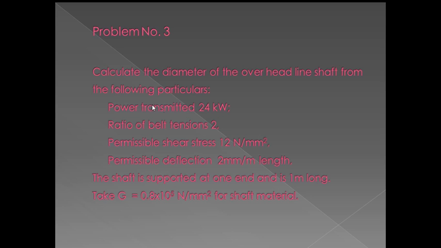Next, the third problem: calculate the diameter of the overhead line shaft from the following particulars. Power transmitted is 24 kilowatts. The ratio of belt tensions is 2. Permissible shear stress is 12 Newton per mm square. Permissible deflection is 2 mm per meter length. The shaft is supported at one end and is 1 meter long. Take G equal to 0.8 into 10 to the power of 5 Newton per mm square for the shaft material.